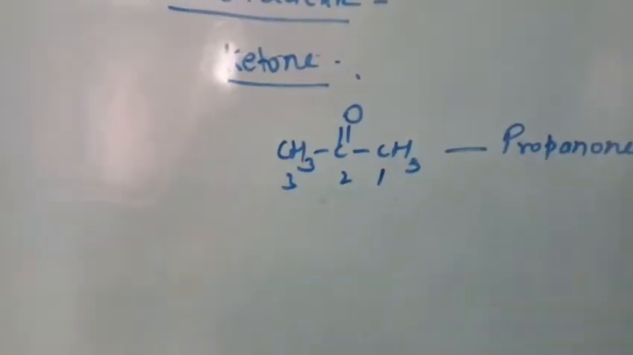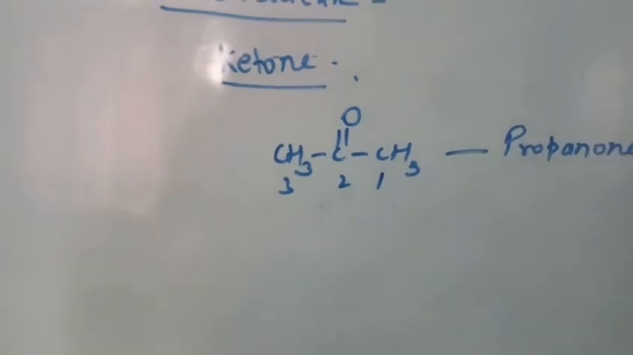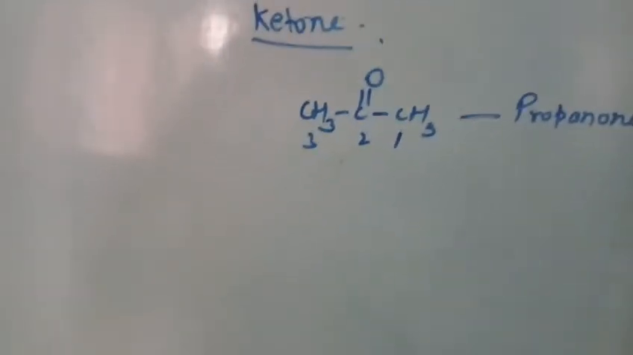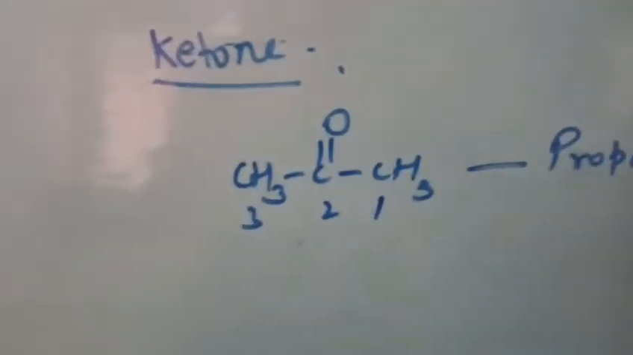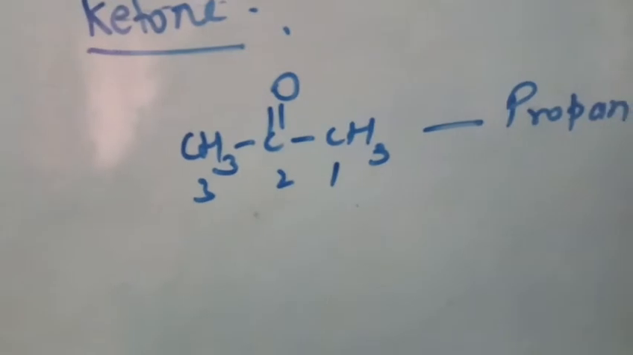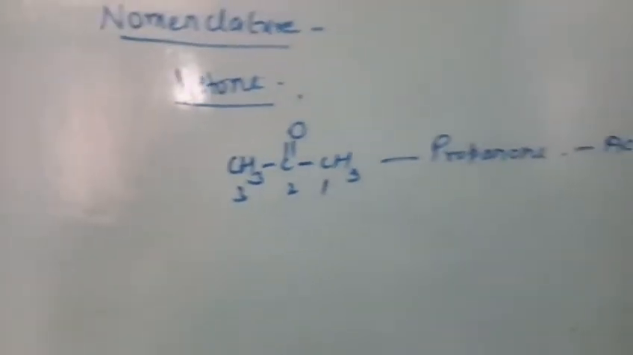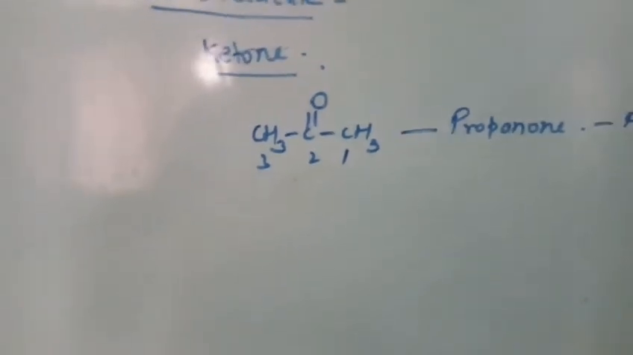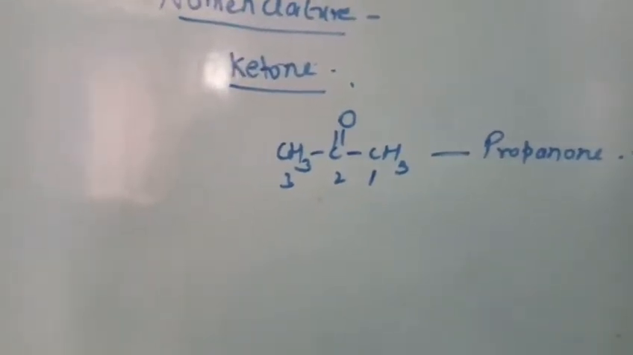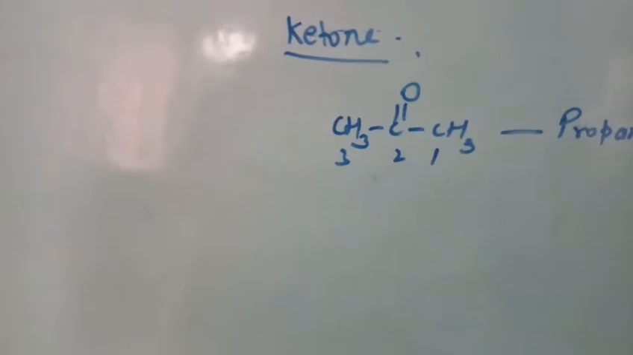And if a common name has to be given, you name the alkyl group or aryl group attached to the carbonyl group, and then add ketone, such as this is known as dimethyl ketone. Dimethyl ketone means propanone. Its common name is acetone. You have to add the word "one" to the name of the parent acid, right? So acetic acid gives acetone. In this way you will name it.